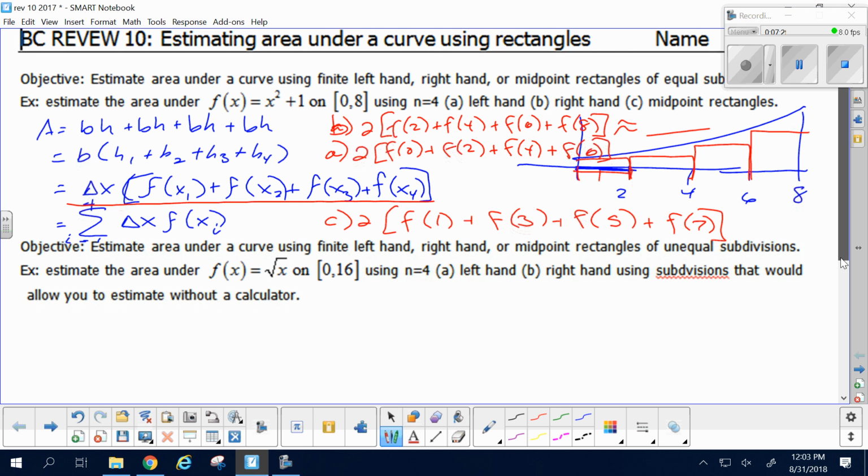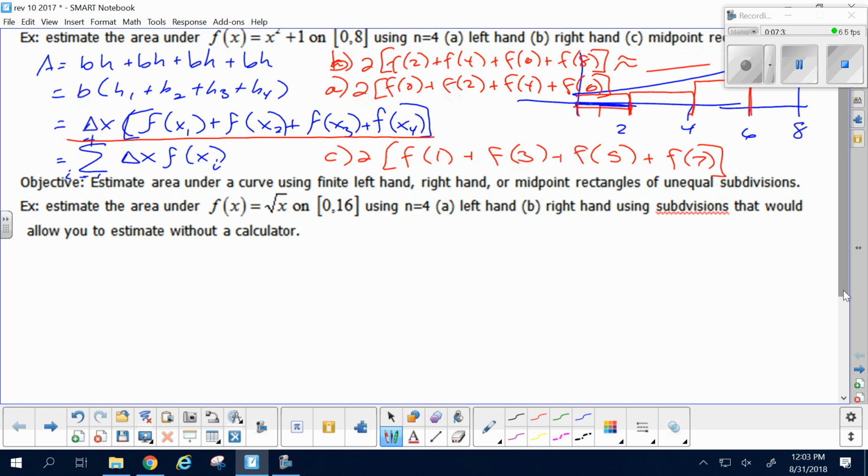Say we had this happen, especially back in the day when they didn't have calculators. All right. So if you had something that was an ugly function, like a square root function on 0 to 16, it wouldn't make sense to use 4 equal subdivisions because that would mean square rooting 8 and square rooting 12. We don't want to really go out there. So instead, we would do unequal subdivisions based on where clean numbers in the square root function are. So what would be good numbers to use? 1, 4, 9, and 16, right?